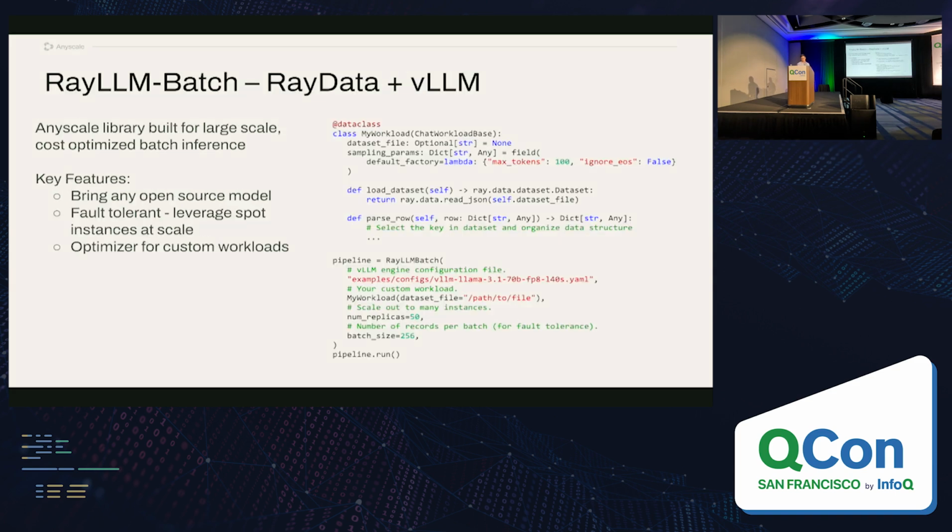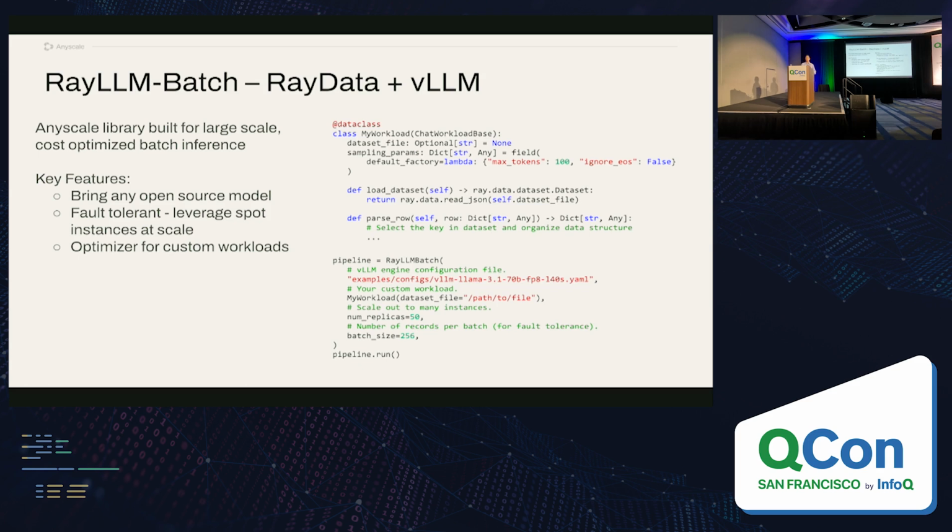Okay, finally, let me get into my final goal: to combine vLLM, a powerful LLM inference engine, with Ray Data to construct a highly scalable batch inference pipeline. So RayLLM-Batch is an Anyscale library built for large-scale, cost-optimized batch inference. The key features are that you can bring any open source model, and it deals with fault tolerance, so you can use spot instances at scale to save money. And we also have the optimizer for custom workloads.